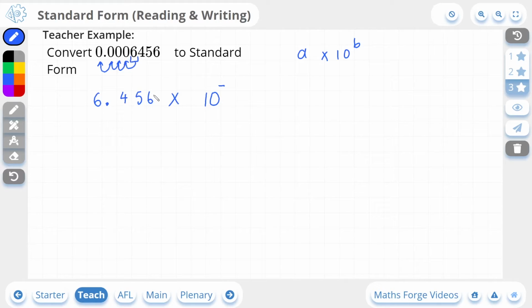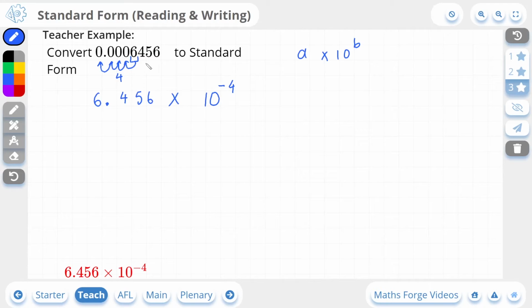So 6.456 multiplied by 10 to the power of negative, how many places we moved it across. If you remember, it was 4 places. So we're going to write a 4 here. And if we check our answer, there it is.